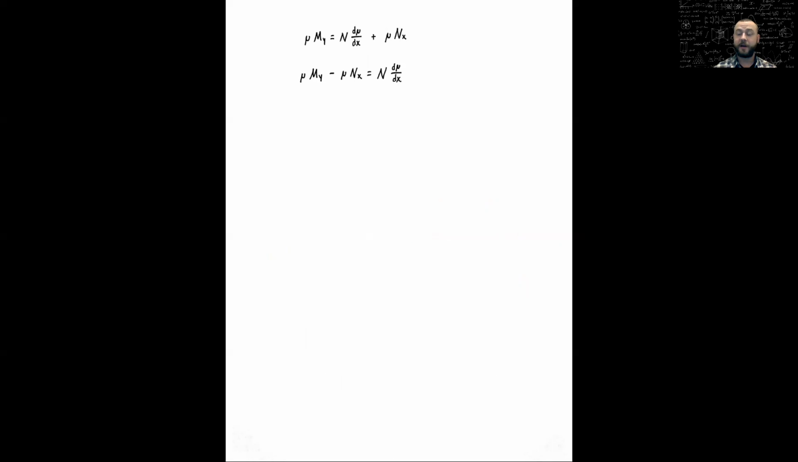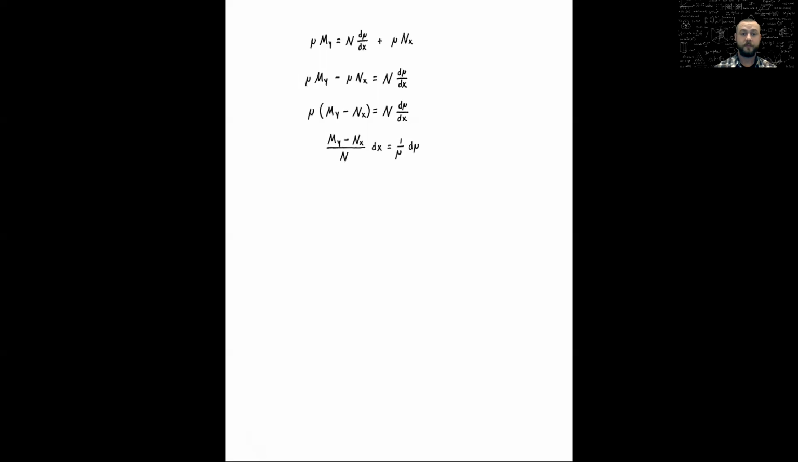All right, first, I'm going to try to get all the mu terms together. I'll subtract mu times n sub x to the left side. I can factor mu out from the left side. And from here, it should be very easy to separate. Multiply dx to the left side, divide by n, and then divide by mu. All right, at this point, we should be able to get rid of the differentials. This is now separated. And we should be able to integrate both sides.